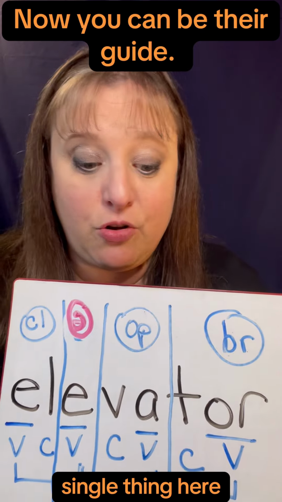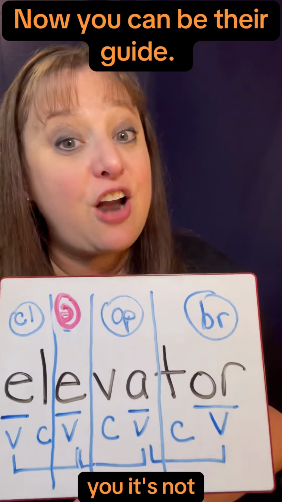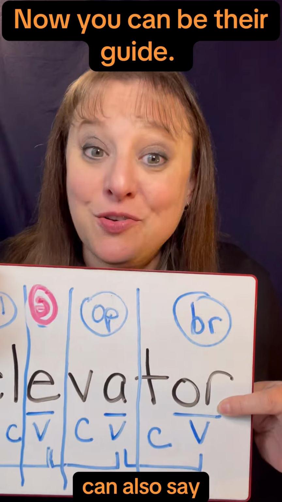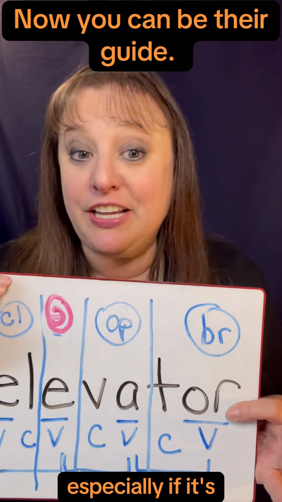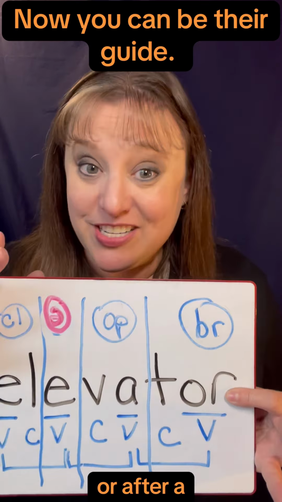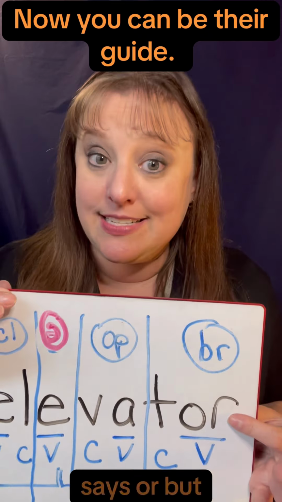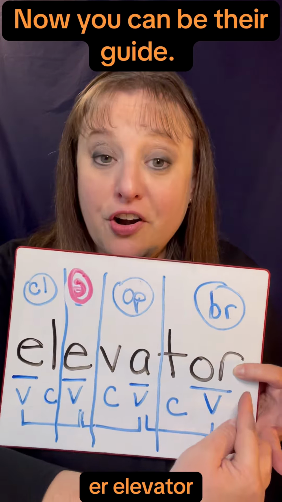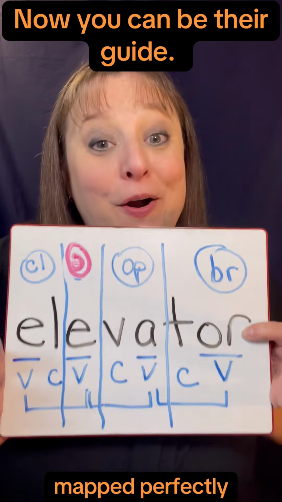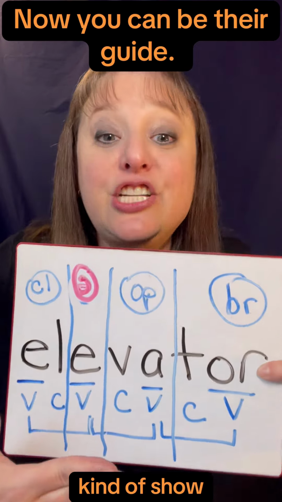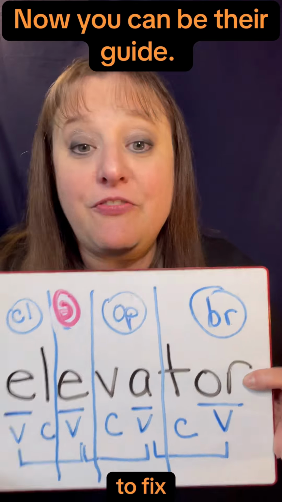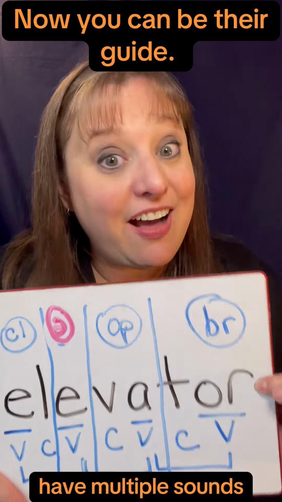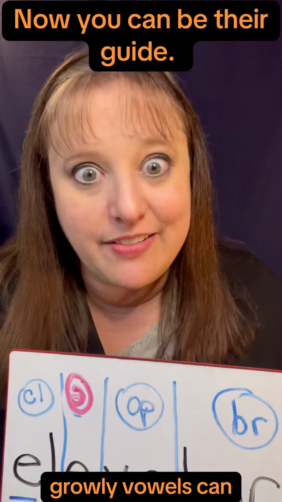We don't have to change a single thing here, but I just want to remind you, it's OR. But OR can also say er, especially if it's at the end of a word or after a W. So this commonly says or, but it also says er, elevator, and that's actually mapped perfectly. So you can kind of show them one of their little steps that they need to fix. Maybe it's a schwa when an open and close isn't working, and reinforcing those bossy R's that have multiple sounds that those R growly vowels can make.